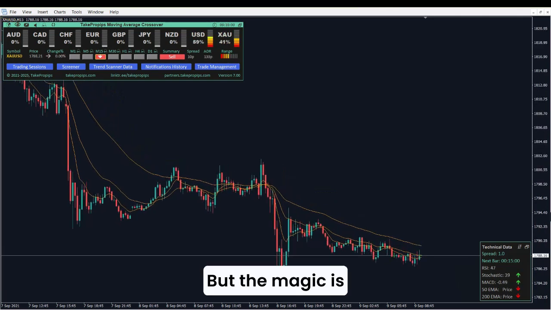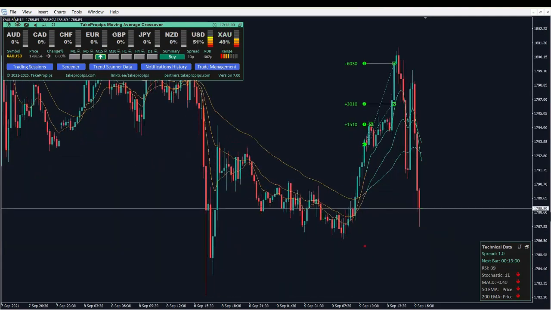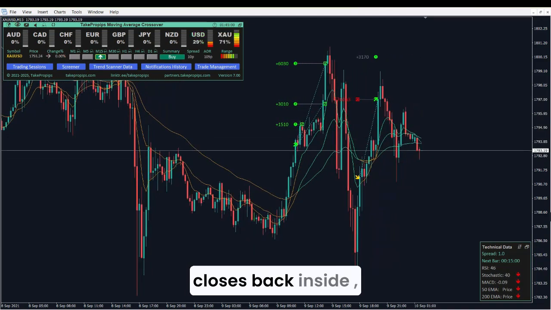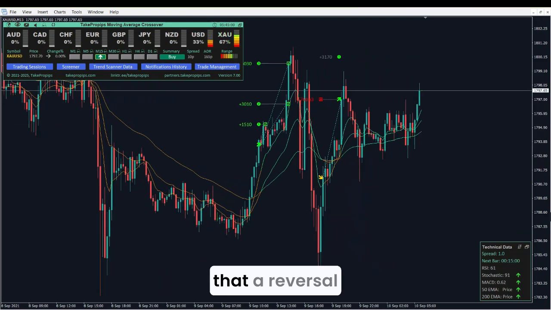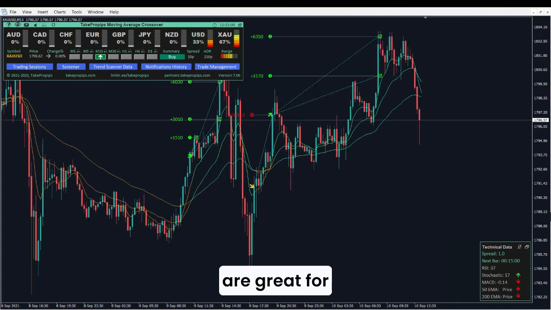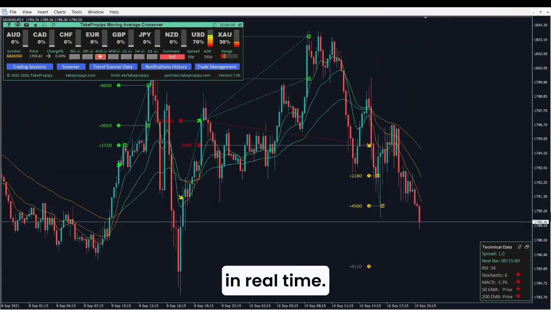But the magic is in the bounce. Price rarely stays outside the bands for long. So if GBP/USD breaks above the upper band and then closes back inside, that's often your cue that a reversal could be brewing. Bollinger Bands are great for visualizing market extremes and adapting to volatility in real time.